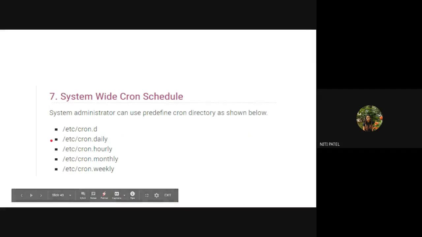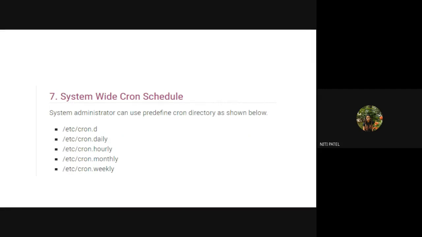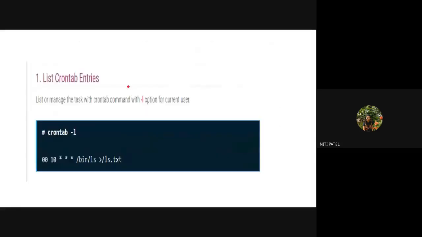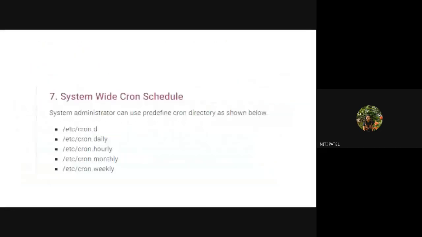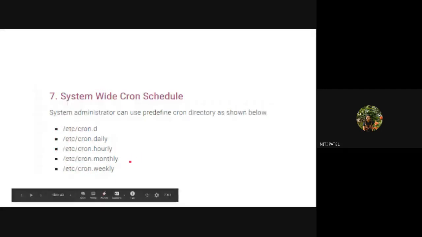Then next we have system-wide cron schedule. System-wide cron schedule means what? One way to do it is you write all this: you write the minute, the hour, the date, the month, the day of the week, and then the command. What are the other ones? These are the predefined commands. Like how we have ls predefined, crontab predefined, remove predefined, change owner predefined. So similarly, we have the cron commands or cron schedule commands which are predefined.